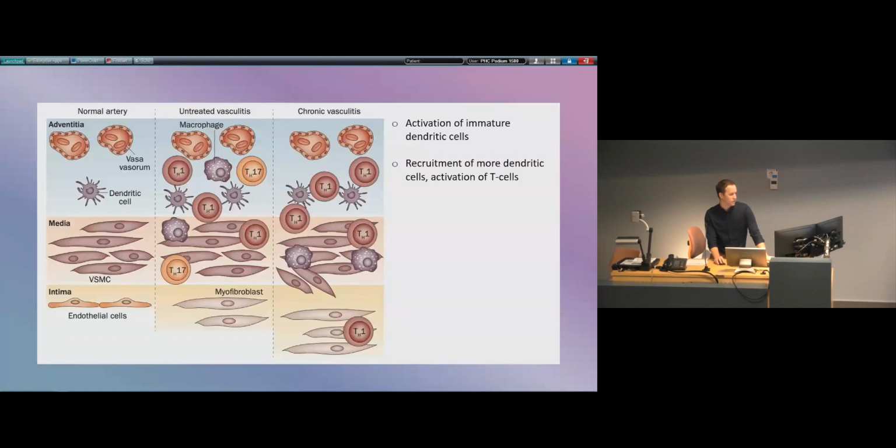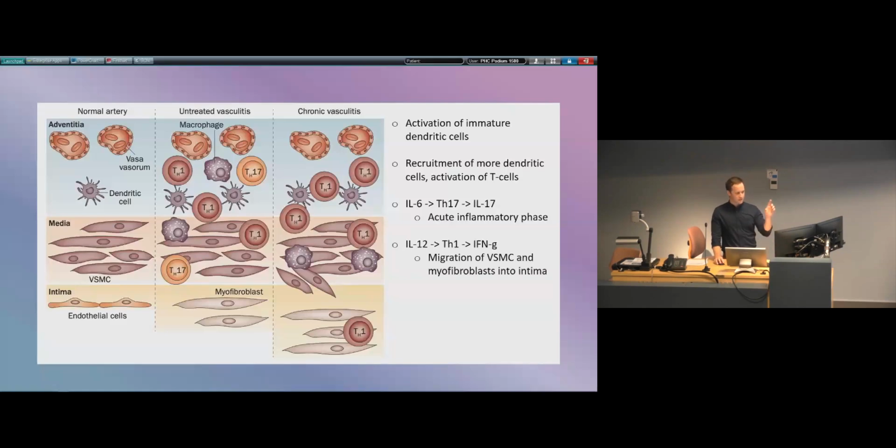From the slide, you can appreciate there are two T cell pathways. There's the IL-6 into T helper cell 17, which creates IL-17, which is really the hyperinflammatory cytokine and pathway in GCA. So these are the fevers, the high CRP, the constitutional symptoms. The other aspect is these T helper 1 cells, which is the more insidious, smoldering migration of vascular smooth muscle cells and myofibroblasts into the intima. That leads to the remodeling and can lead to a lot of the stenosis and some of the ectasia that we can get with this condition.